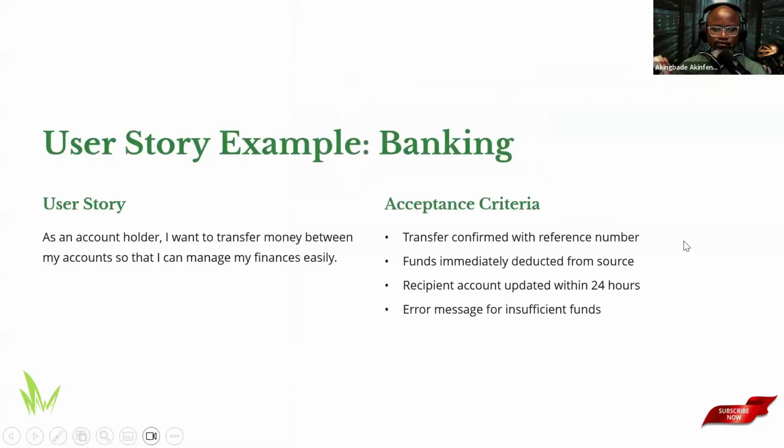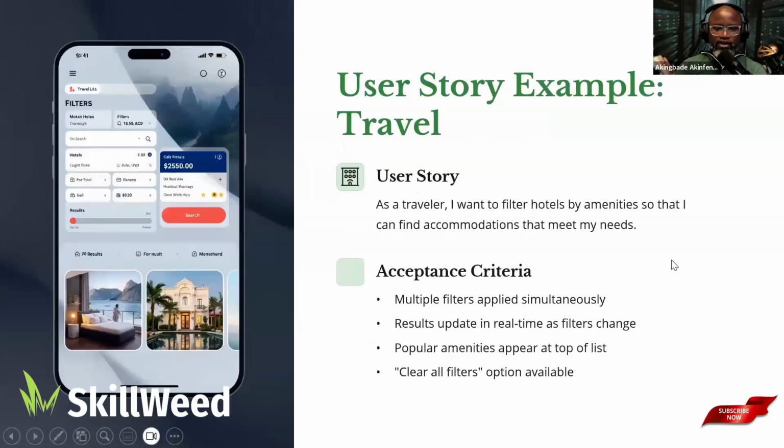We'll run through this because we've talked about user stories. This is for banking. We'll move ahead. Healthcare. We'll move ahead. This is an example for us. For example, travel: as a traveler, I want to filter hotels by amenities so that I can accommodate my needs. As acceptance criteria, multiple filters apply simultaneously. So for every one of our user stories, I want us to make sure we have acceptance criteria so that we can know what we are accepting. At the end of the day, what's the criteria to accept it?